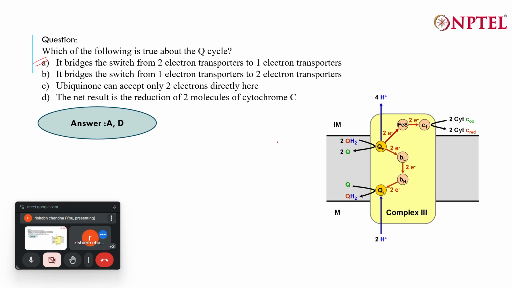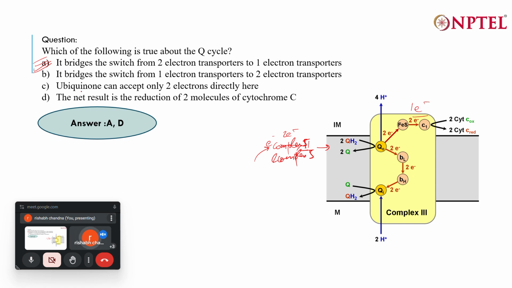The thing is, it actually transports the electrons from complex 2 and complex 1 to complex 3. Okay, so complex 2 and 1 are two electron transporters and complex 3 is a one electron transporter basically. So it is the bridge between the two electron transporter and one electron transporter.